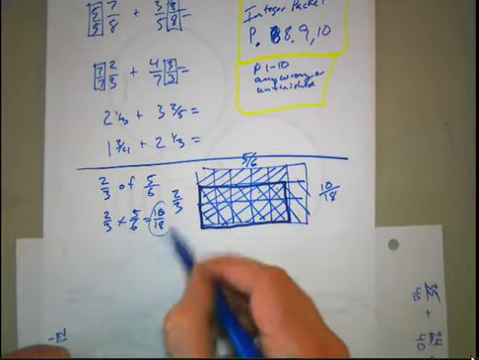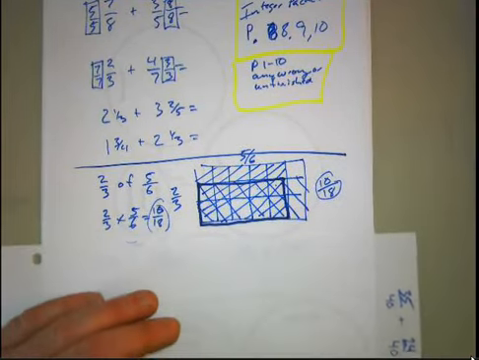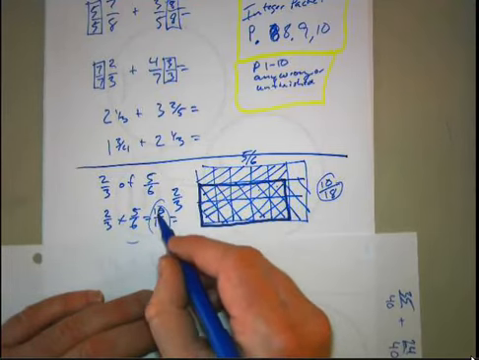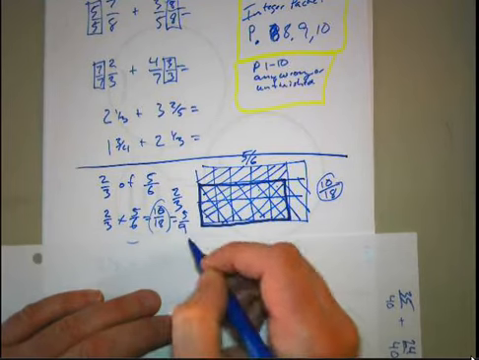Do they match? Yes, they do. Can they be reduced? Yes, they can. 10 and 18 are both divisible by 2. 10 divided by 2 is 5. 18 divided by 2 is 9.